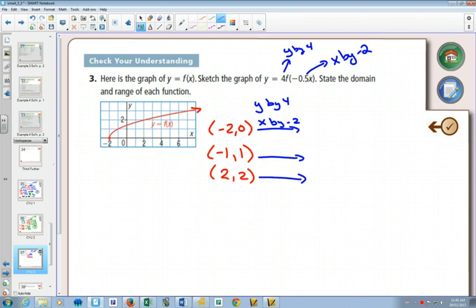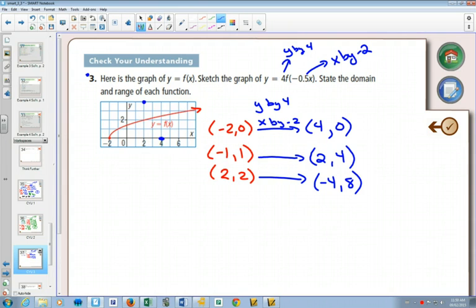And then fill out those points. Again, I'll give you a head start. Then connect the dots. Woo, that one goes way off.